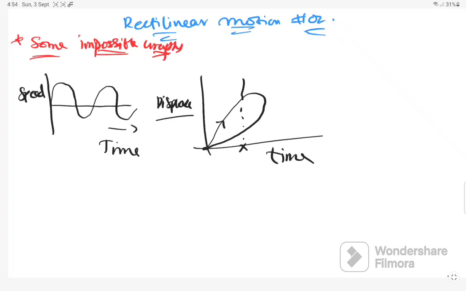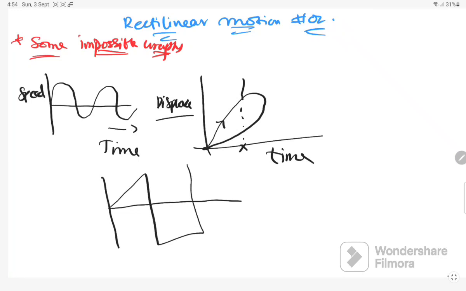Right. Next, the next graph is also something like this. So here again speed has been shown negative. So speed cannot be negative. So this graph is also impossible to be practical. Okay students, so hope you are able to understand all these differences.